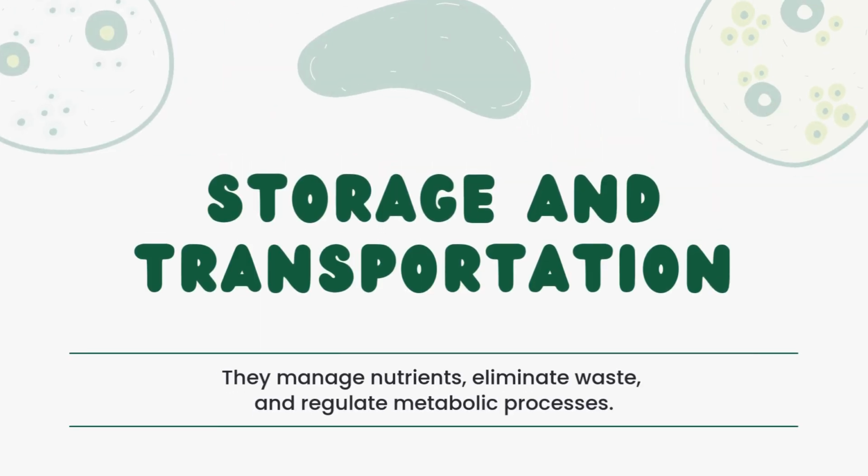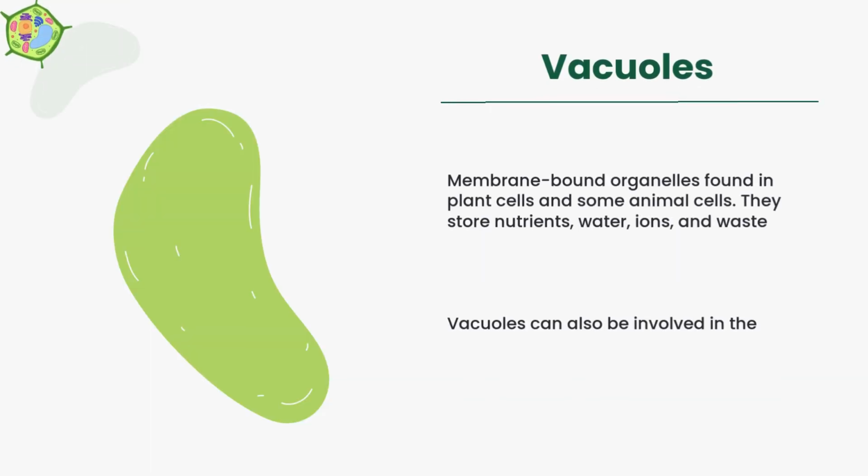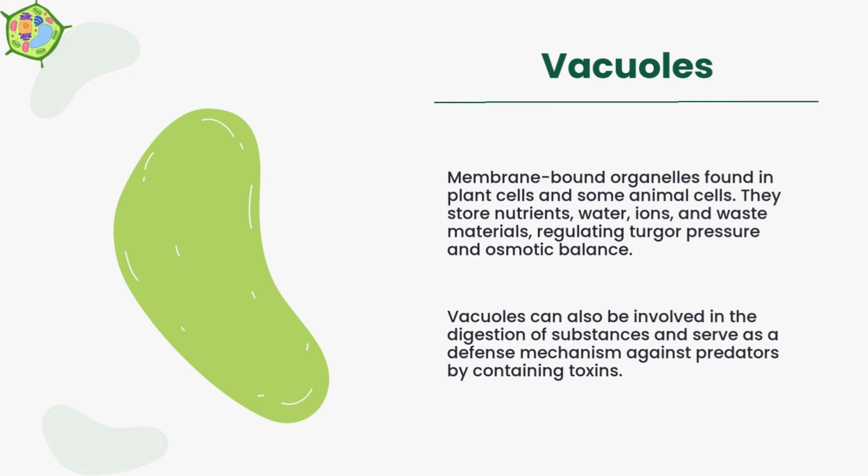Then our next category is storage and transportation. These help manage nutrients, eliminate waste, and regulate metabolic processes. So vacuoles. Vacuoles are membrane-bound organelles found in plant cells and some animal cells. They store nutrients, water, ions, and waste materials. They are regulating turgor pressure and osmotic balance.